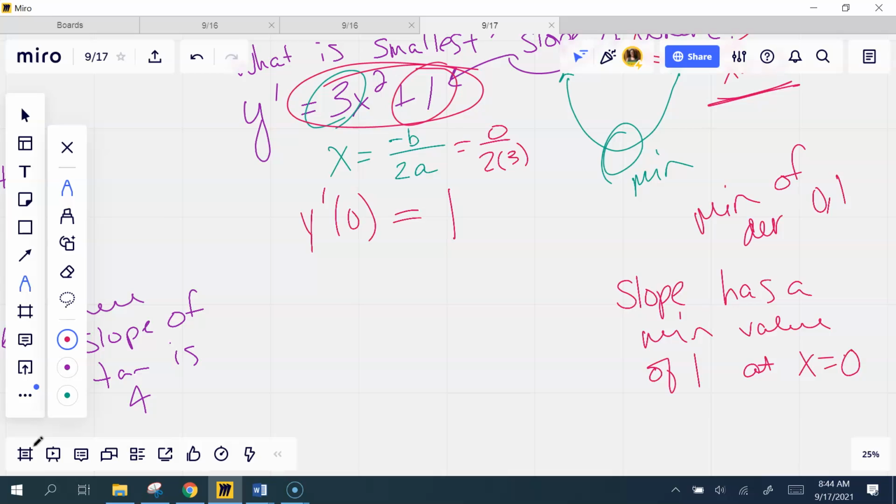We're talking about this in pre-cal a lot, that whenever you say the value of a function, you're always talking about the y value. The function's value is its y value.